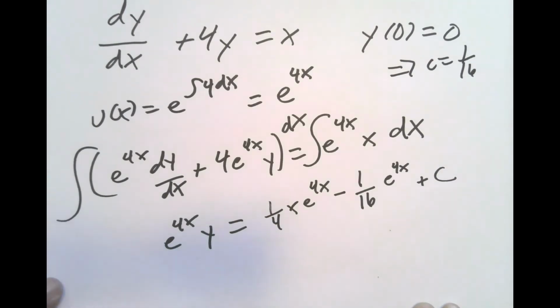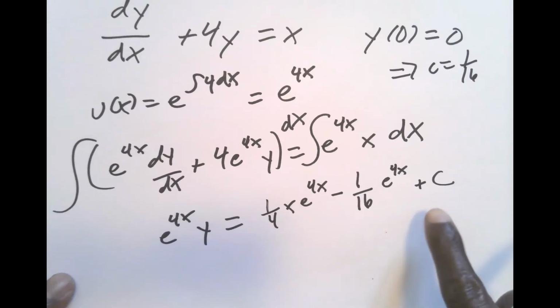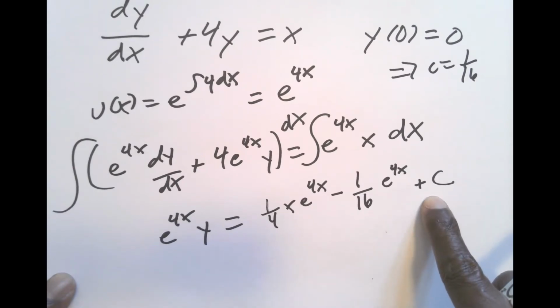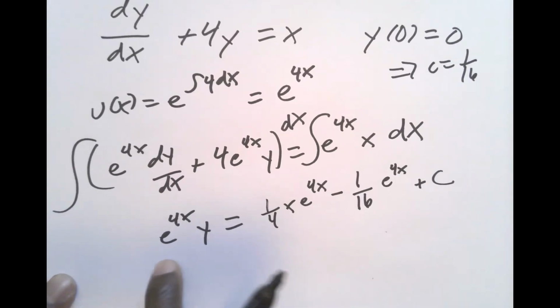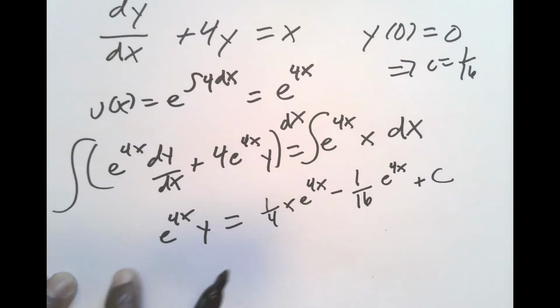For the sake of space, to be able to finish this problem off on this paper, I'm not going to write a line with this as 1 over 16 and then divide by this. I'm going to go ahead and divide by this, and as I'm dividing, I'm going to replace this with 1 over 16. So I'm going to divide everything, of course, to solve for y by e to the power of 4x.